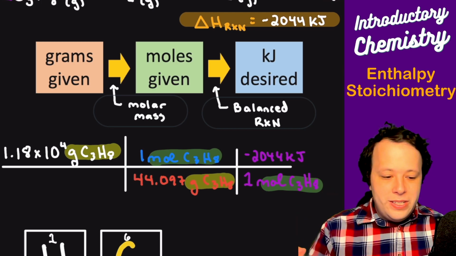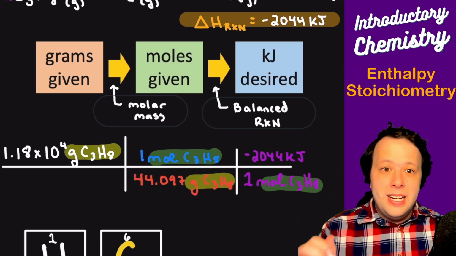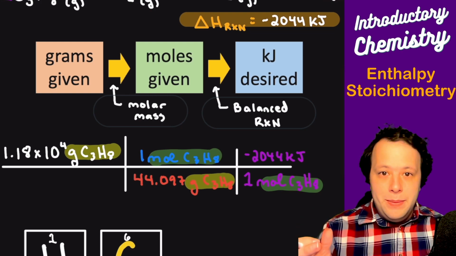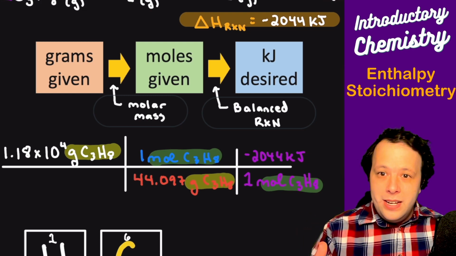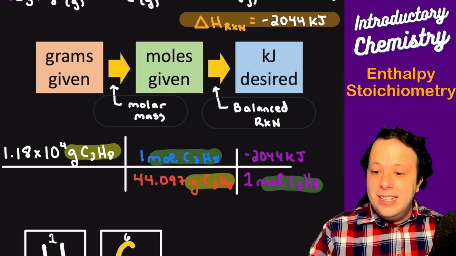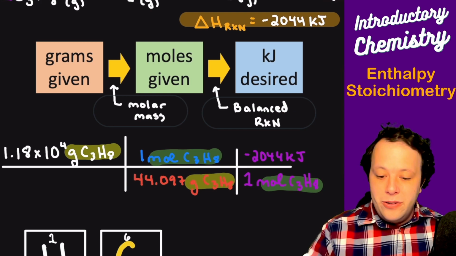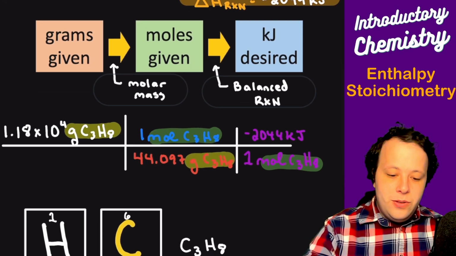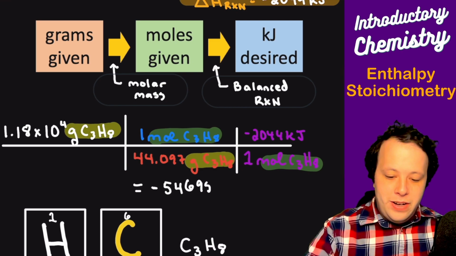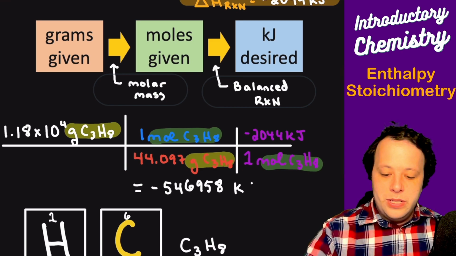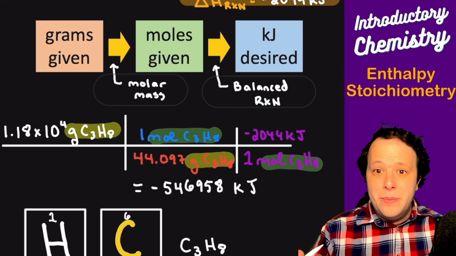What we are going to do is take 1.18 times 10 to the 4, times 1, times negative 2044. We divide it by 44.097, and then divide that answer by 1, and you will get your final answer. When you put this in your calculator, what you should be getting is 546,958 kilojoules. So it's a very, very large number.